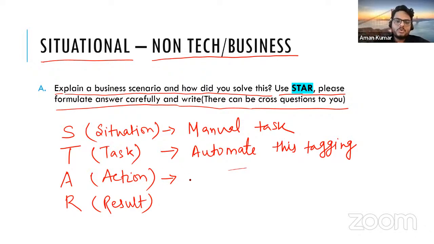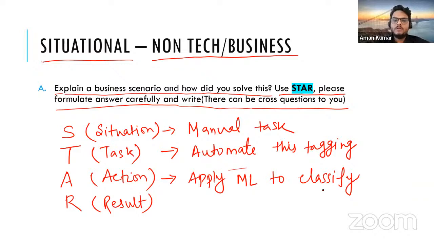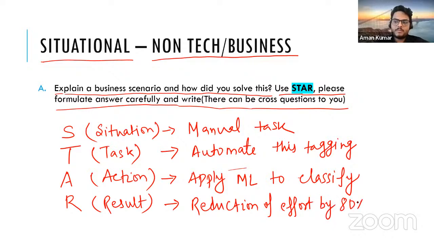So what is the action here? Apply machine learning to classify. Just at high level, this is the action. Fine. What is the result here? The result here is reduction of effort by 80%, let's say.